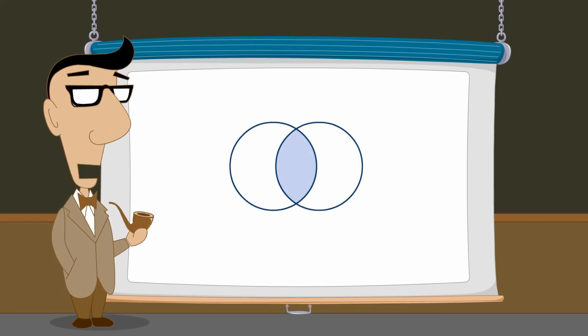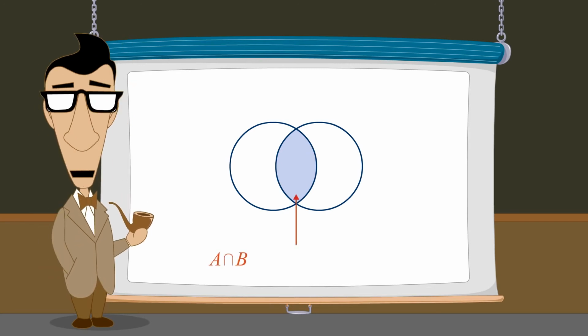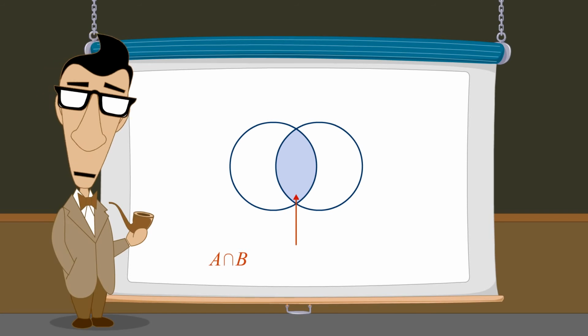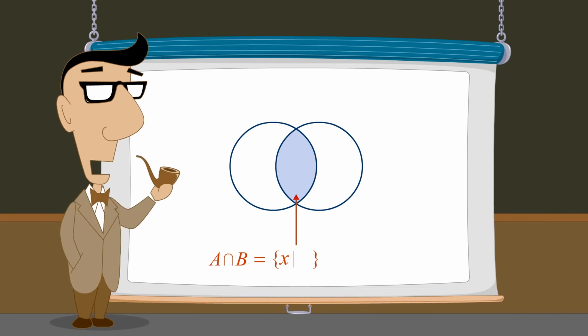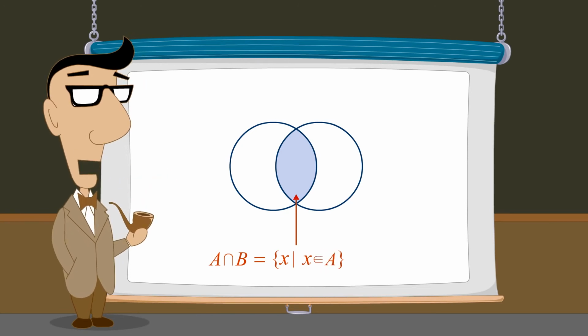Using set builder notation, we can write the definition of an intersection of two sets formally as: the intersection of sets A and B is the set of all elements X such that X is a member of A and X is a member of B.